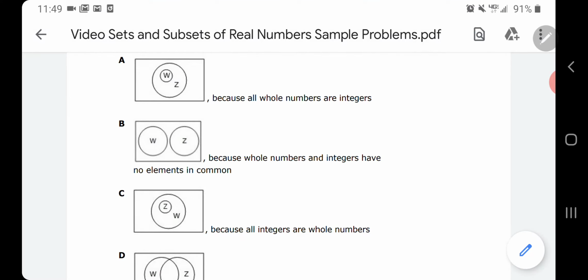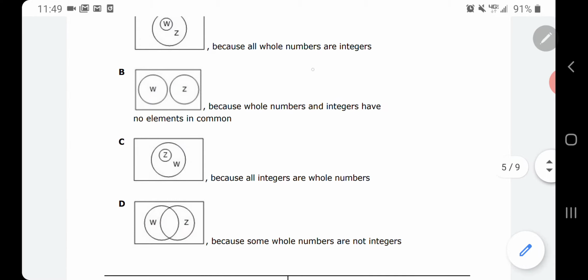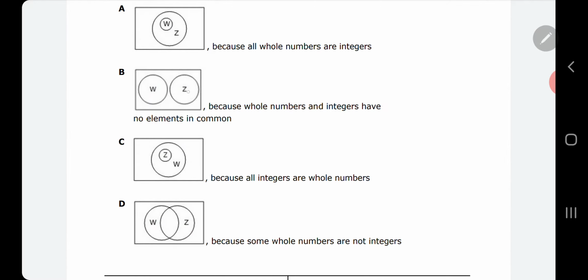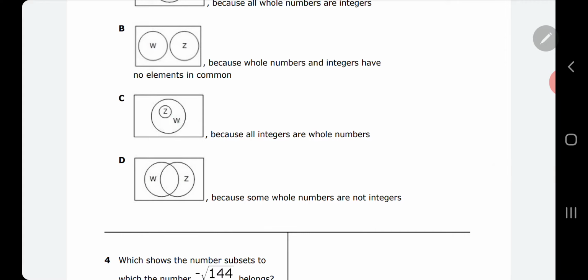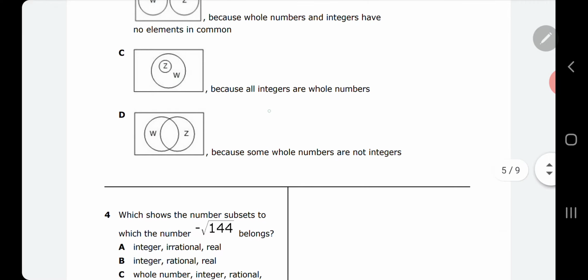Just to go through and look, B is not correct because we know that all whole numbers are integers, and this shows them as two different sets. C is wrong because it's saying the integers are a subset of the whole numbers, which is not true. And lastly, D is showing the two sets have numbers that are the same, but they have some that are different as well. But any whole number is also an integer, so this is incorrect as well.